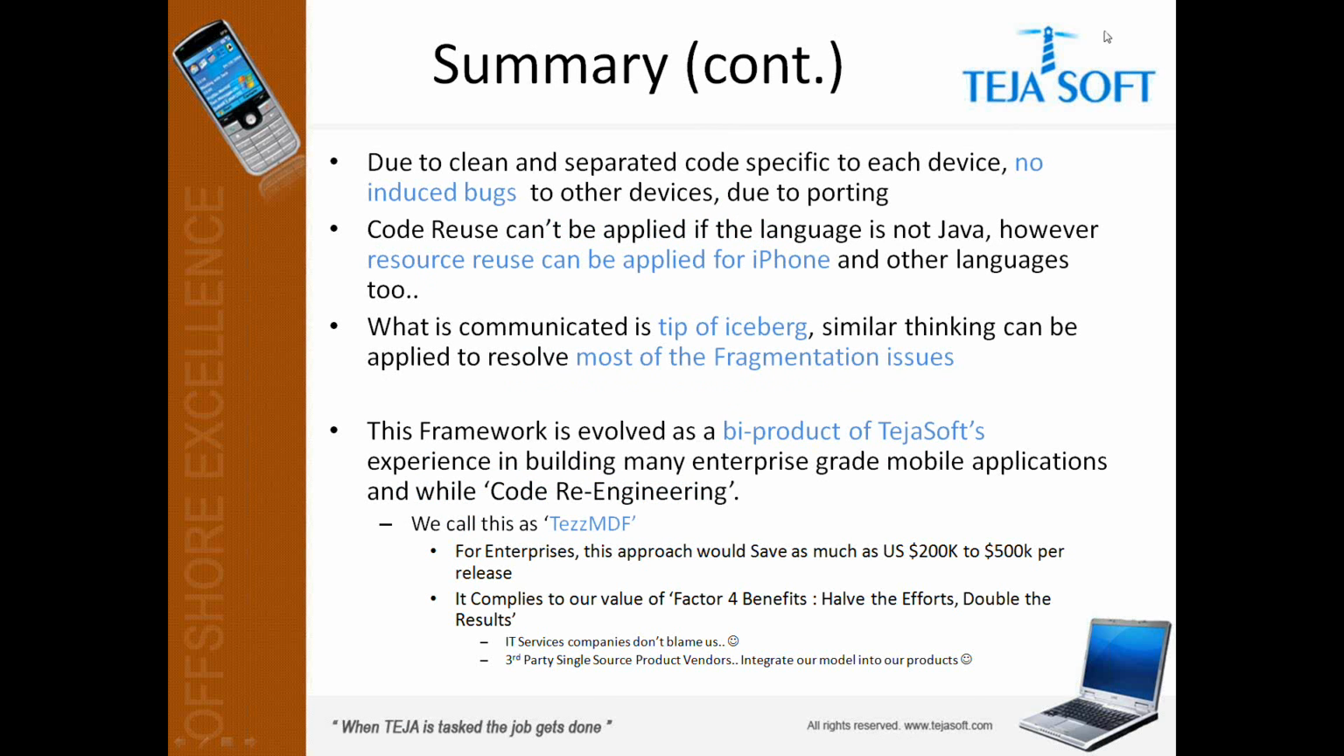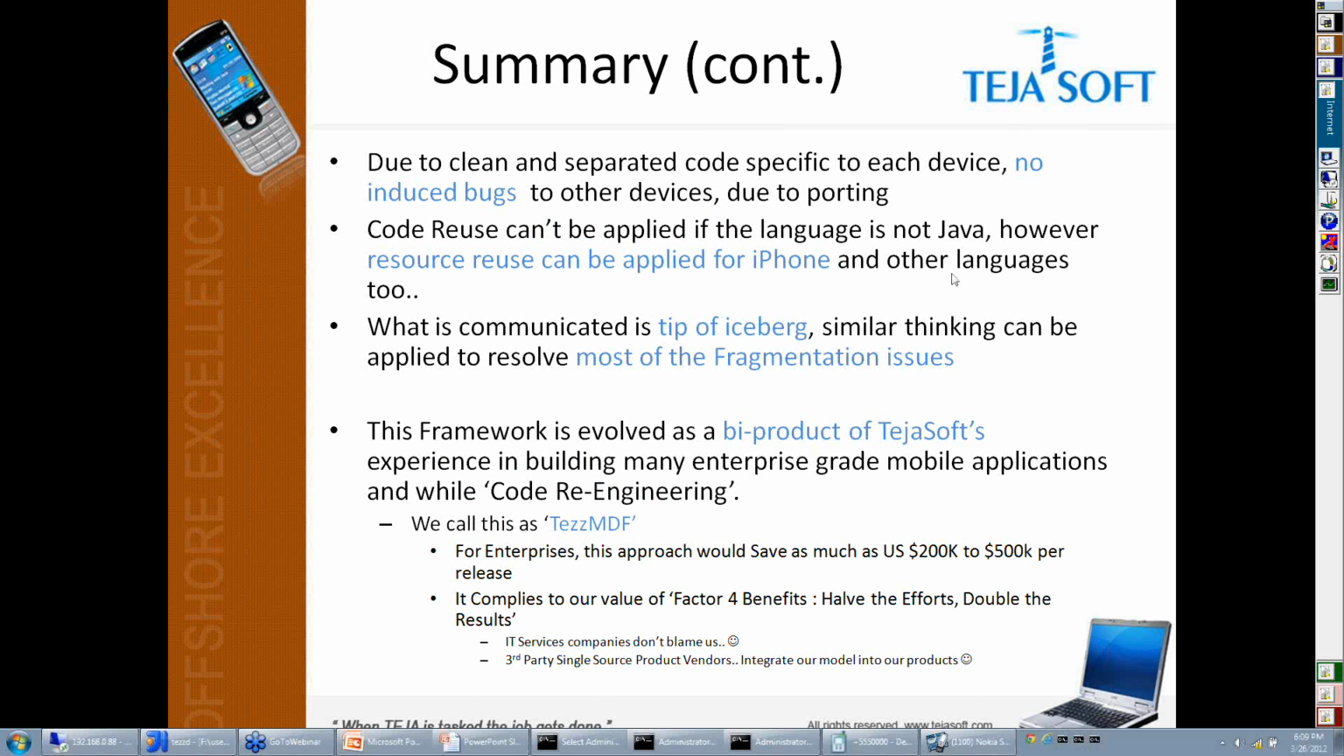Due to clean code and separated code, there are no induced bugs. When you are porting for one device, that will not induce bugs on another. Though this is particular to Java, it can be applied to iPhone, at least with reference to resource reuse, for example text resources. What we gave you is the tip of the iceberg, but a lot of fragmentation issues can be solved by this simple approach. Never forget inheritance and overriding, and don't misuse or overuse them.